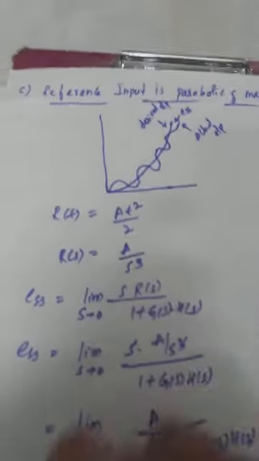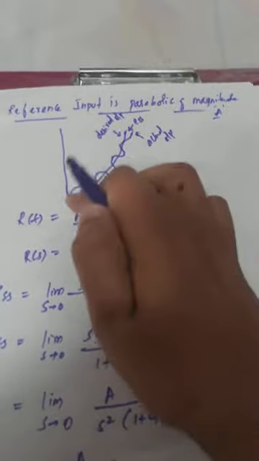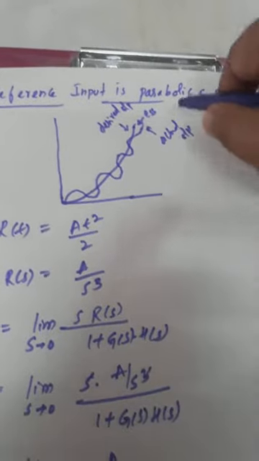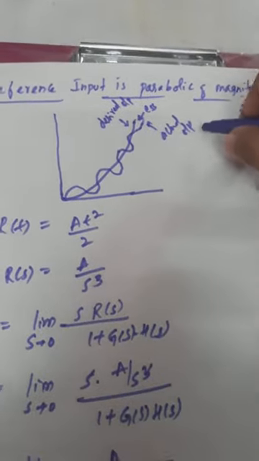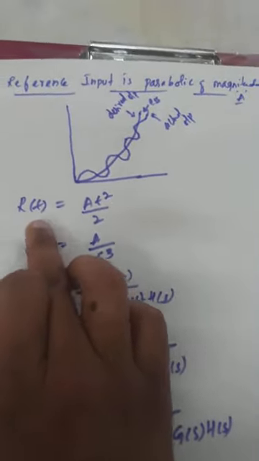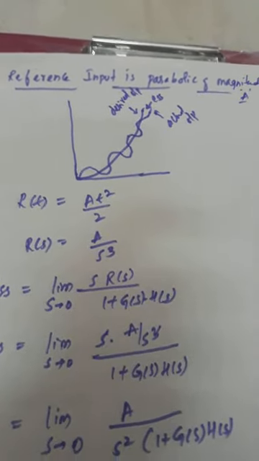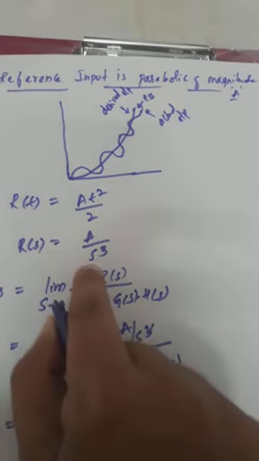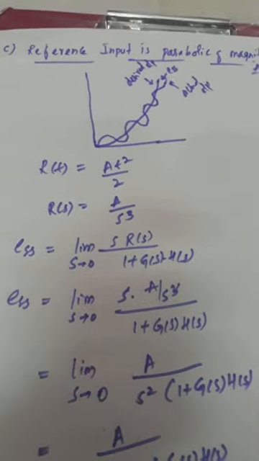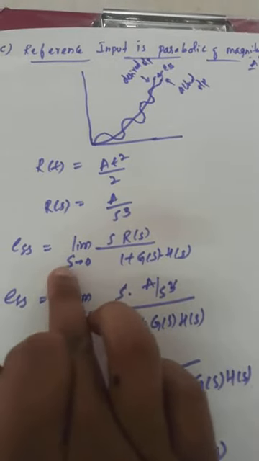Coming to the third one, reference input is parabolic of magnitude A. So we'll consider a parabolic graph, again with oscillatory actual output. As you know, the difference between actual output and desired output is ESS, the steady state error. From yesterday's class, for this parabolic function R of t is equal to A t squared divided by 2, so the Laplace transform is A divided by S cube. Again you know the formula, ESS is equal to limit S tends to 0 of S into R of S divided by 1 plus G of S into H of S. This is the steady state error formula.